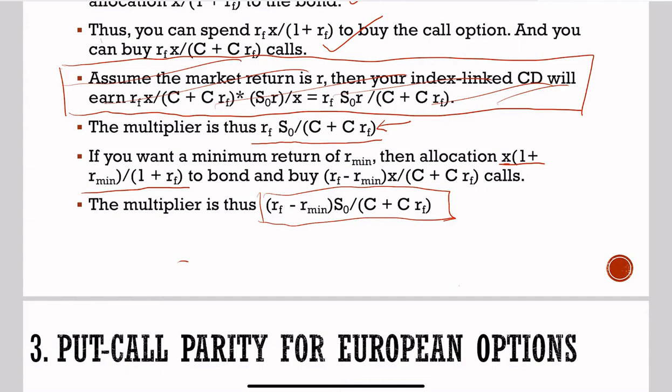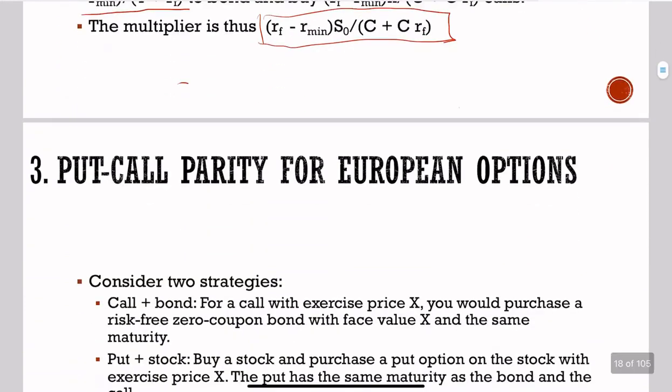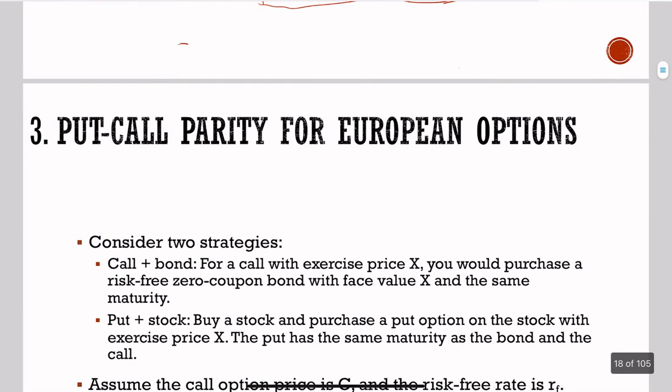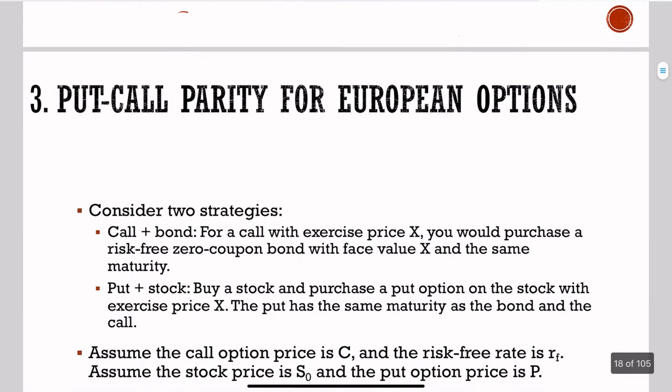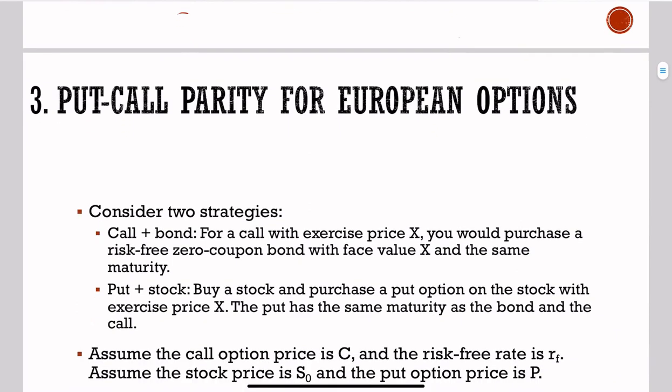Again, you will not be asked to prove how to solve this multiplier. The requirement is you need to understand how to plug in numbers to solve this multiplier. Okay, great. Now let's move on to the third section, which is about the put-call parity for options. Put-call parity is actually a very basic and a very important theorem in option theory.